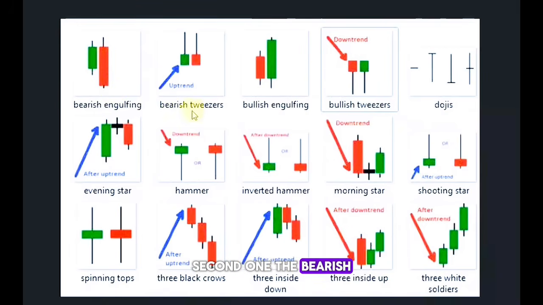Second one, the bearish tweezers. Looking at these two candles, you can see that they have two equal parts, and looking at this particular point, the same thing. This usually occurs when the market is in an uptrend, and then two candles like this occur. It means that the buyers are getting weak. That's why the candle moved up and was not able to continue going up. It closed like this, producing a long wick and a small body.